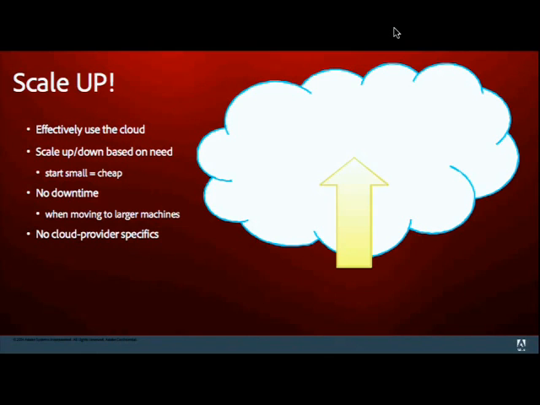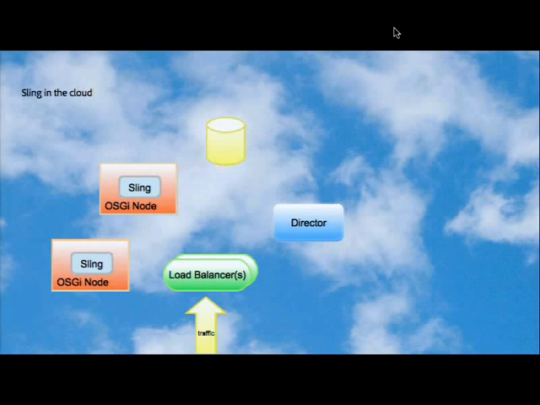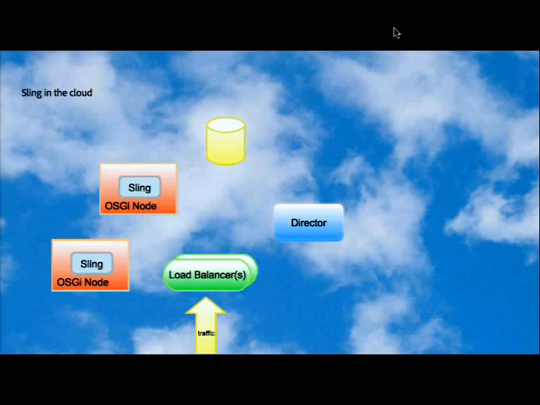And last but not least, one of the things that I personally find very important is to stay away from any cloud-specific details, so you can move your application from one cloud vendor to another without having to rewrite parts of it. So this is what we've done. We've built something like this using OSGi, Sling, and some other open source technologies. And this is basically what it looks like.